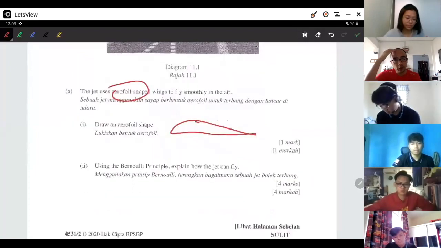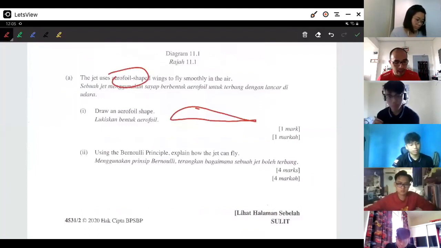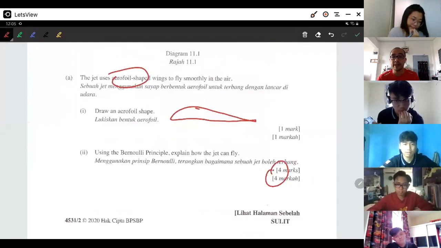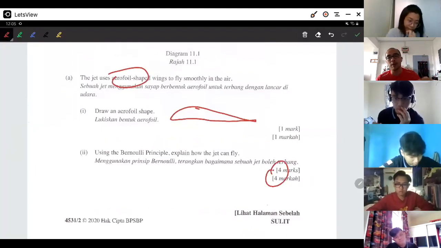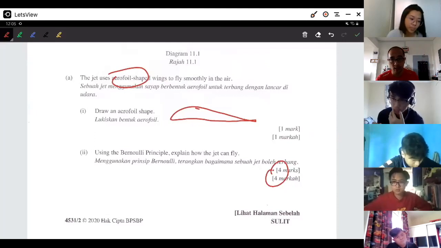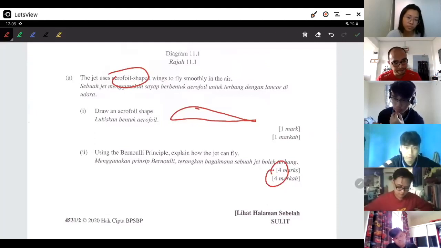Okay, so using the Bernoulli principle, explain how the jet can fly. This is a 4-mark question. So very easy now. 1 mark for upstairs, 1 mark for downstairs, and then what causes it to go up. Anyone want to try?